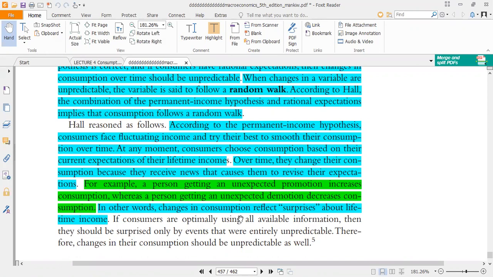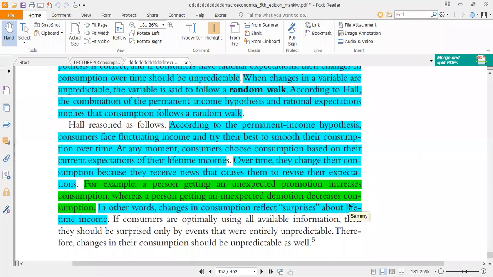And if you get unexpected news that you're going to be demoted, this is going to decrease your lifetime income. So you have to revise your expectation. This is going to cause the consumer's level of consumption to fall. Okay, so the random walk hypothesis is combining the permanent income hypothesis with rational expectations, in that whenever there are changes in consumption, that should be as a result of surprises about the person's lifetime income.